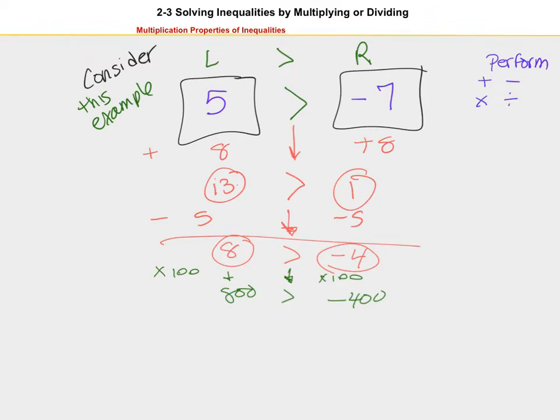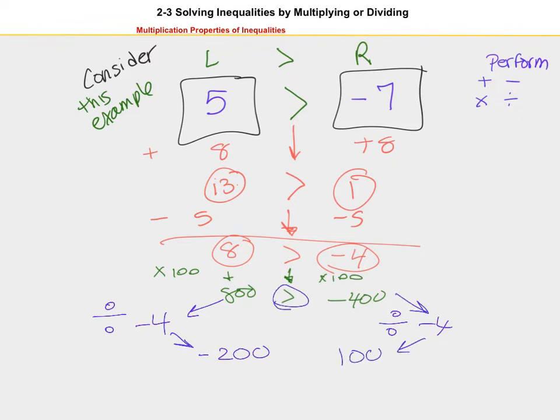If, however, I decided to multiply by a negative or divide, it doesn't really matter. Let's start with divide. If I decided to divide by -4 on both sides, 800 divided by -4 is -200, and -400 divided by -4 is +100. You notice that the relationship between the left and the right actually flips. It's no longer greater than, it's now less than.